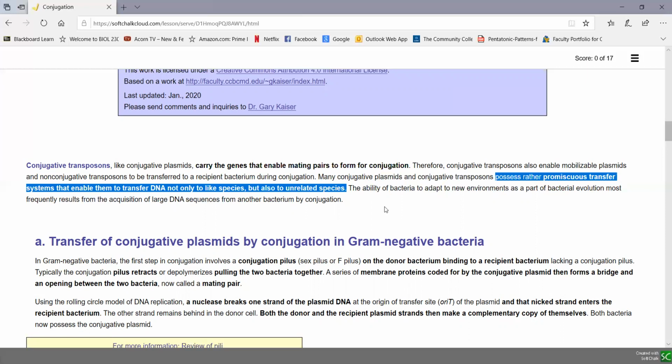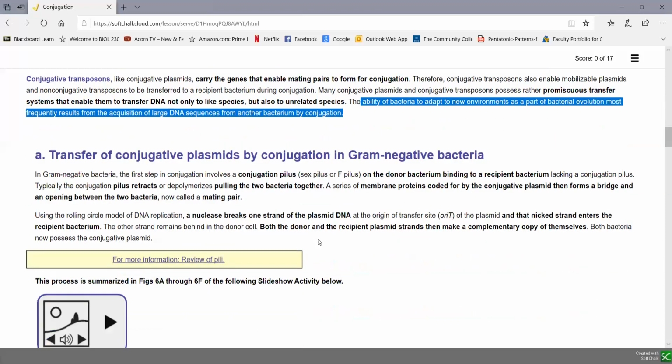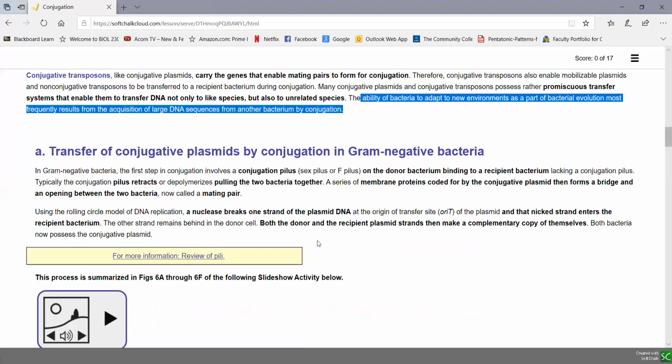So the ability of bacteria to rapidly adapt to new environments as a part of bacterial evolution often involves the acquisition of large DNA sequences located in conjugative transposons or conjugative plasmids from one bacterium to another through the process of conjugation. So let's look at this mechanism of conjugation with conjugative plasmids to start with, and we'll look at it in gram-negative since that's what we have our animation on.